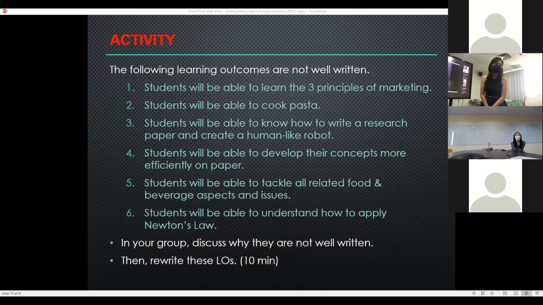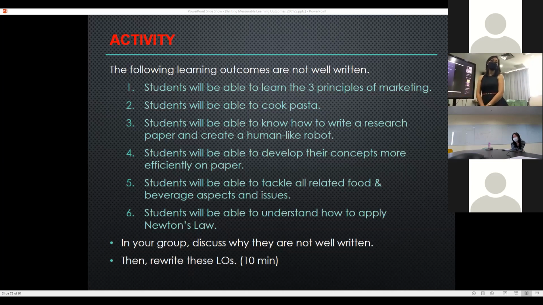Right, next one. Students will be able to tackle all related food and beverage aspects and issues. Okay, this one we changed tackle to analyze. We'll be able to analyze food and beverage aspects in the Malaysian context. Okay, right, good. What about group 2? Group 2, we agreed to say able to list out solutions to solve F&B storage issues in restaurants. Okay, good. So you have a Malaysian context and yours is more to restaurants and a lower level one, which is just listing. Okay, good one.